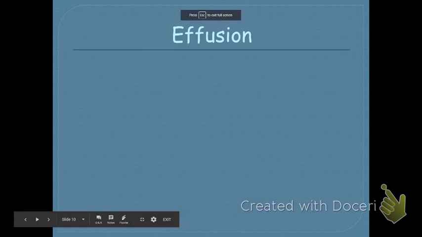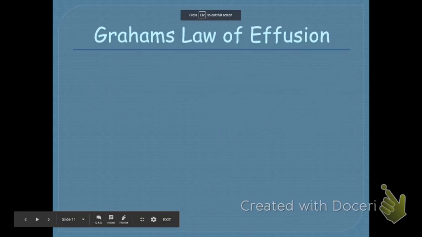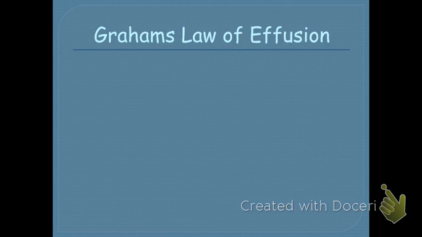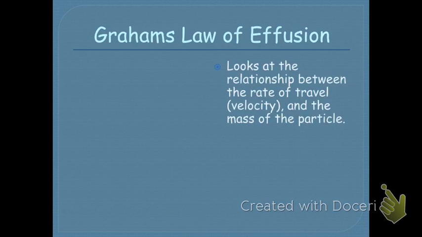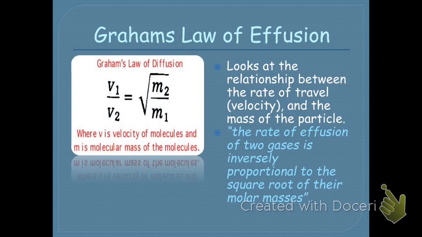Okay. All right. There is a formula called Graham's law of diffusion. It looks at the relationship between the rate of travel and the mass of the particle. But you should already kind of know the bigger the particle, the slower it's going to go. So this is a way to actually determine the ratio of the rate of travel or velocity between 2 particles. So let's do an example together.